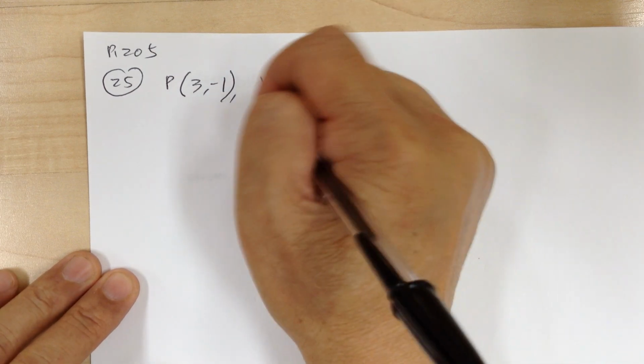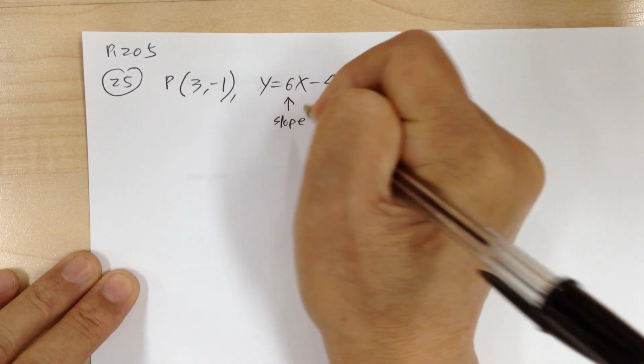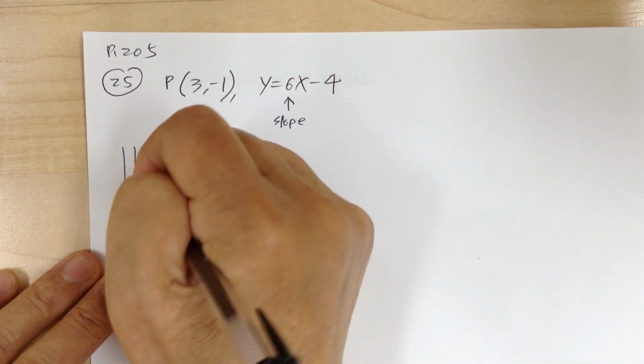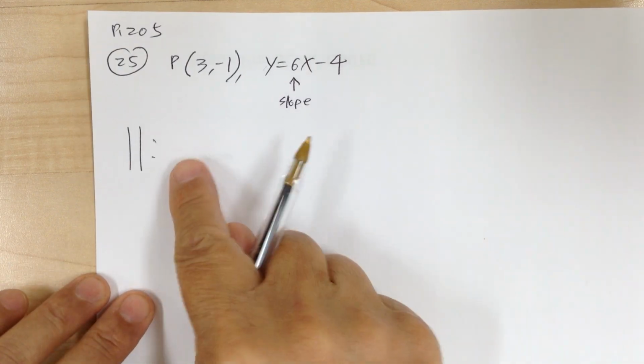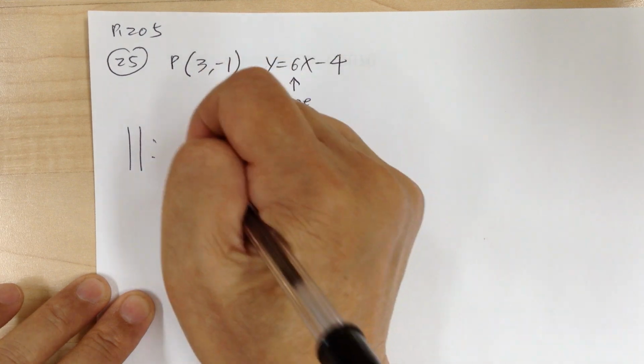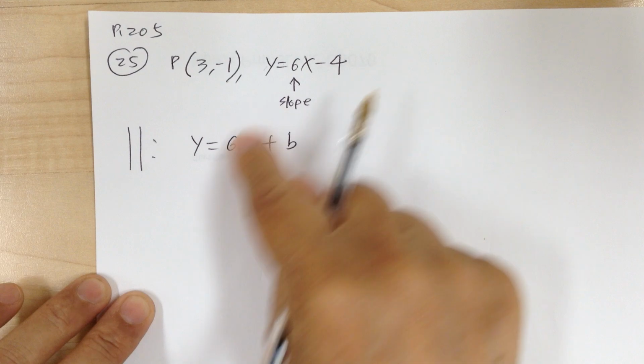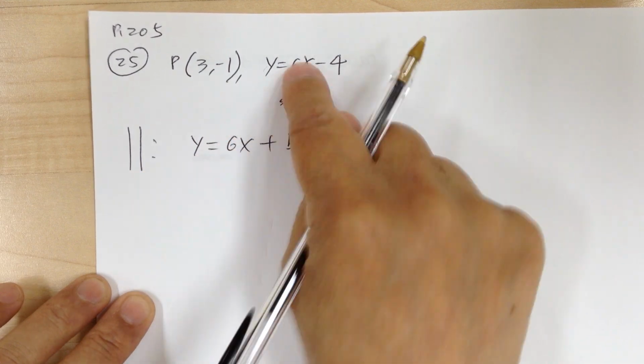Remember this is the slope-intercept form, so here's your slope. Let's do the parallel line first. If a line is going to be parallel to that, you're going to have the same slope. So right away you get y = 6x + b, because a parallel line needs to have the same slope.